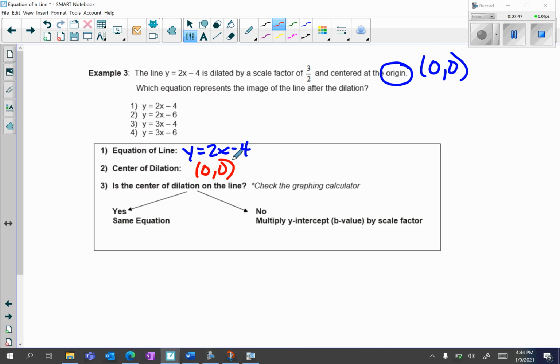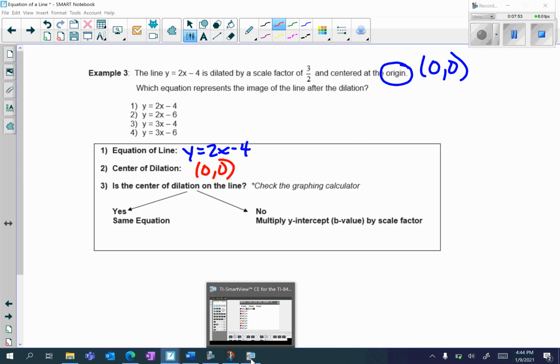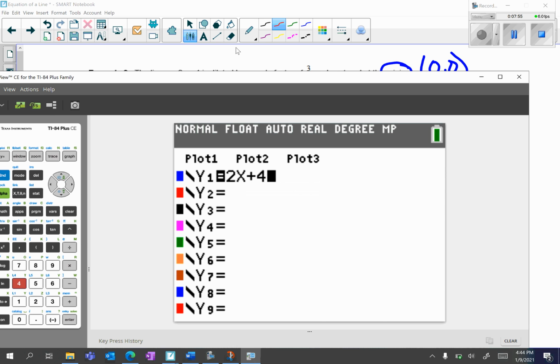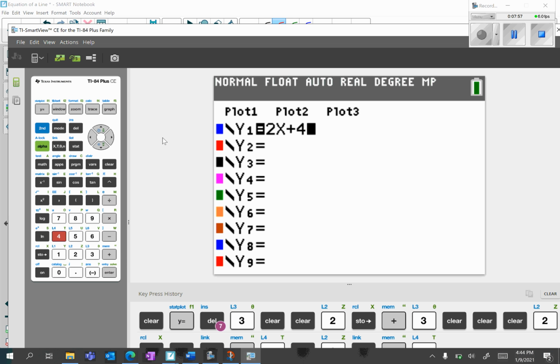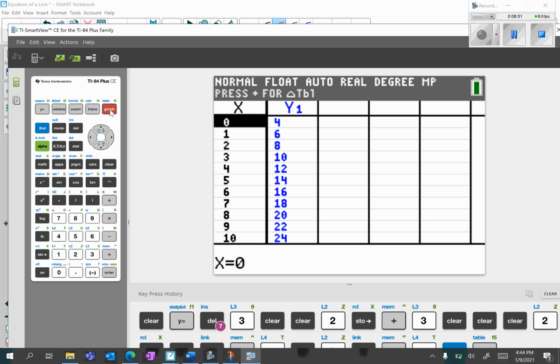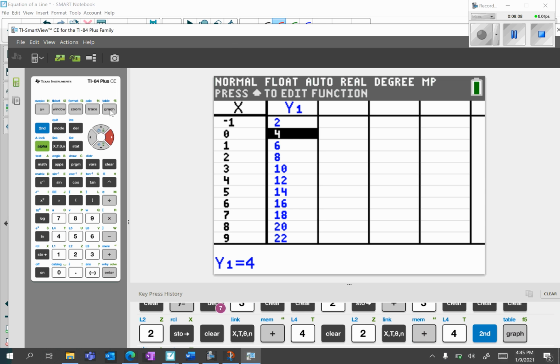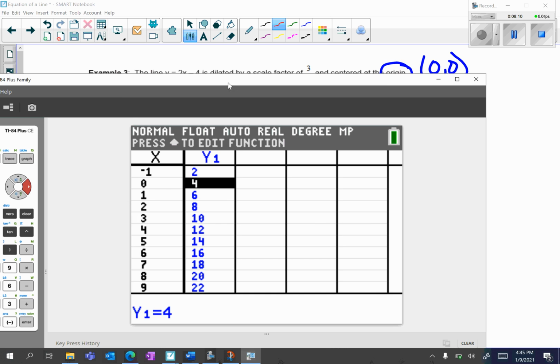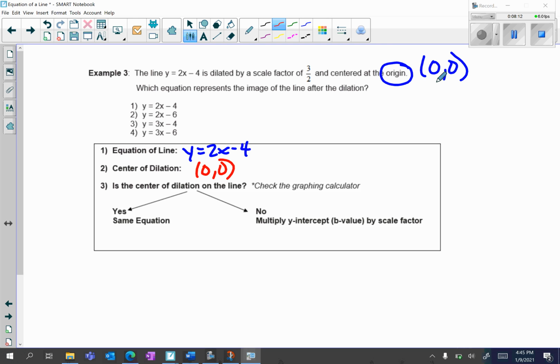So we have to figure out, is the center of dilation on the line? So what we're going to do is check our graphing calculator. I'm going to type in y is equal to 2x minus 4. Then I'm going to go to my table. Is 0, 0 on the line? No, 0, negative 4 is on the line. So that means that the center is not on the line.